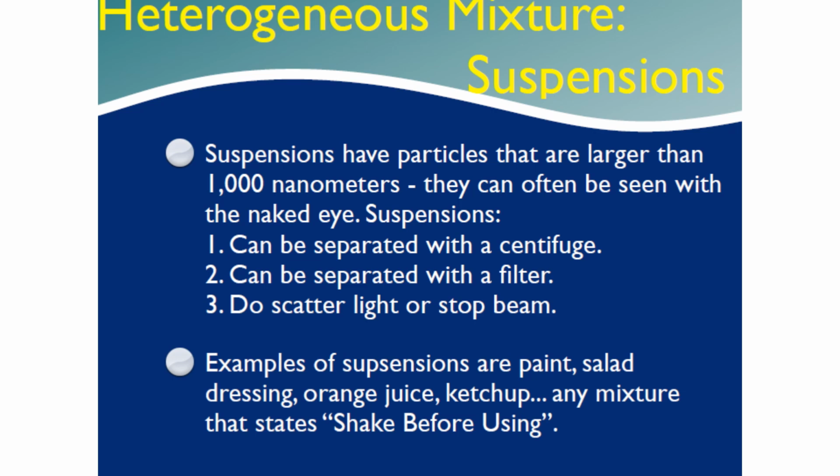Heterogeneous mixtures, suspensions. Suspensions have particles that are larger than 1,000 nanometers. They can often be seen with the naked eye. Suspensions can easily be separated with a centrifuge, can be separated with a filter, and they also scatter light because their particles are so large. Examples of suspensions are paint, salad dressing, orange juice, ketchup, and any mixture that states shake before using.